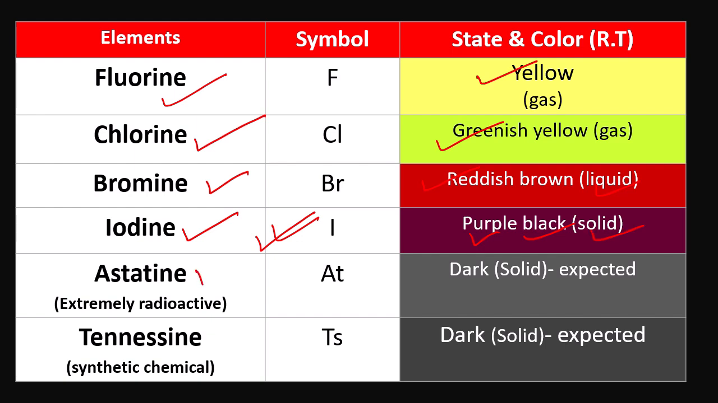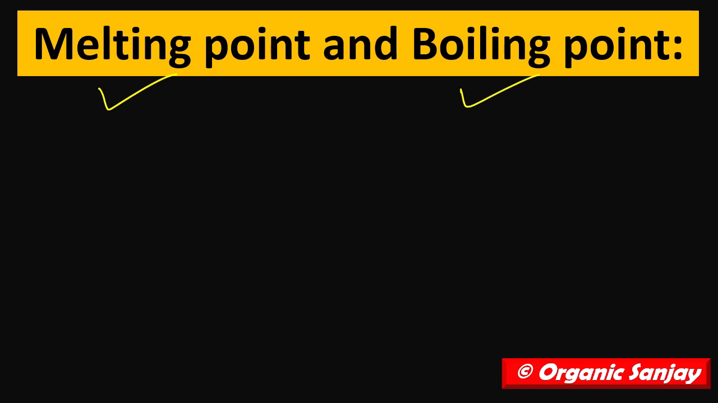And regarding astatine, it is extremely radioactive. It is expected to be a dark solid. Okay. And regarding tennessine, it is a synthetic chemical. Not much has been known about this chemical so far, but it is also expected to be a dark solid at room temperature. Melting point and boiling point.